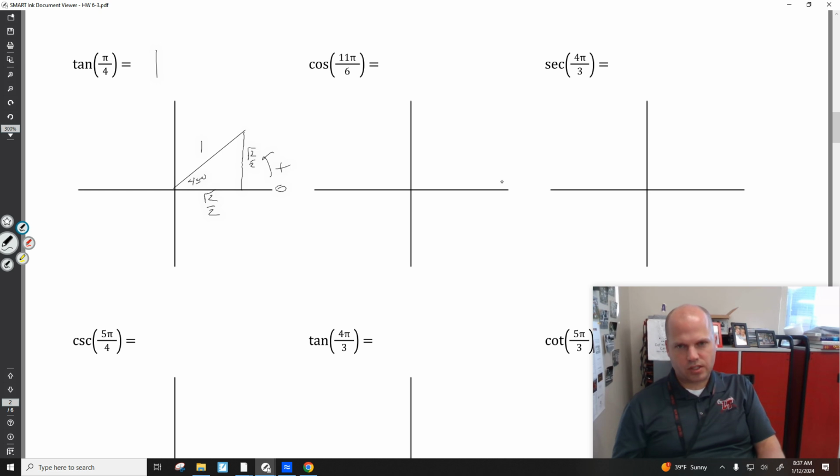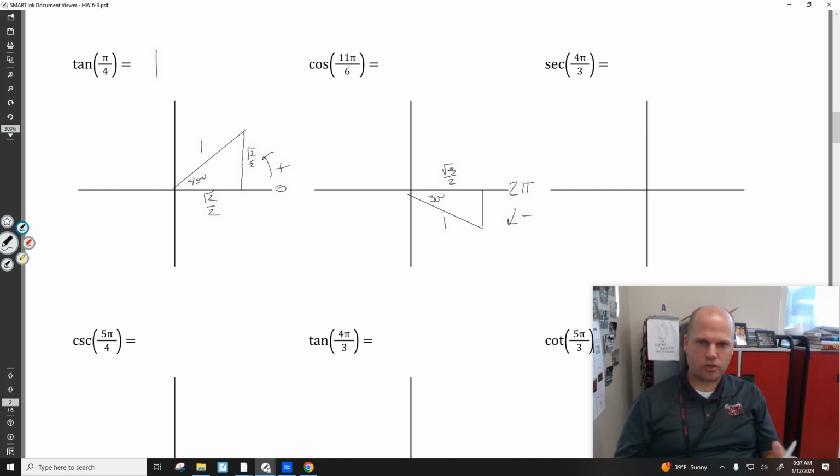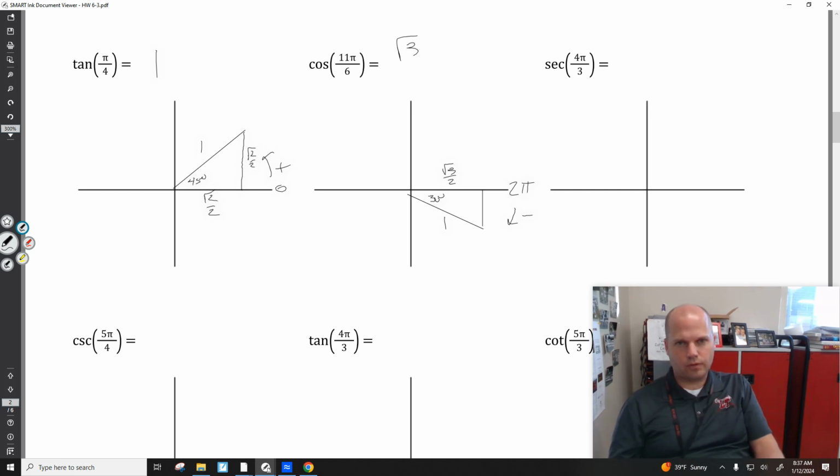11 pi over 6 is very close to 12 pi over 6 minus a pi over 6, pi over 6 being a 30-degree angle. Stop at 1. Cosine is the adjacent side length. It's the x over the r. This side length is the longer side length of my short 30, 60, 90 oriented triangle. So the cosine is root 3 over 2. This would be negative a half. So the sine of 11 pi over 6 would be negative a half.